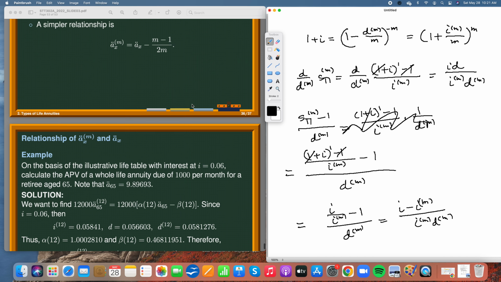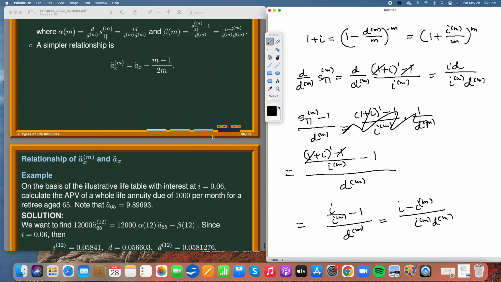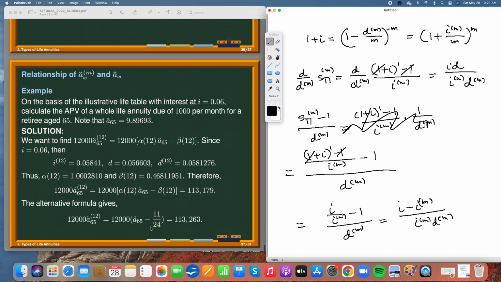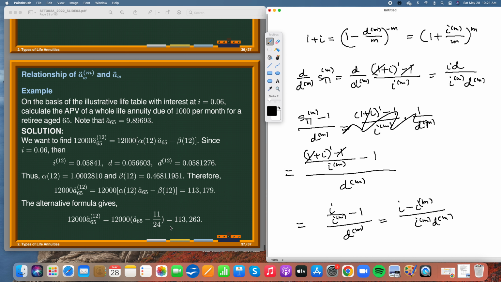So with a simpler formula here, this is just going to be equal to the following, right? That's all. So that would be 12,000 times a angle 65 double dot minus 12 minus 1 all over 2 times 12. So minus 11 over 12. So this is the actuarial present value.